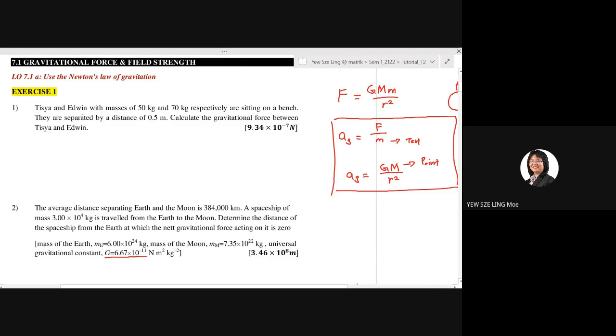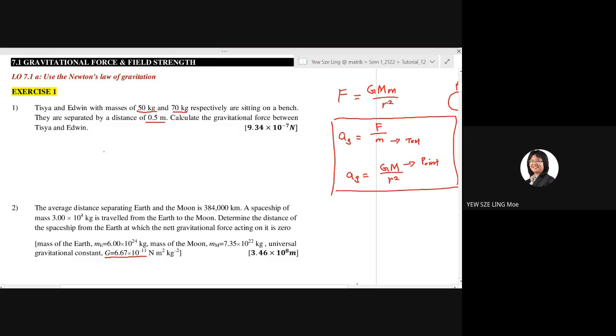So Tisha and Edwin, now you are given two persons with a mass of 50 kg and 70 kg respectively. Both of them are sitting on a bench, separated by a distance of 0.5 meter. Calculate the gravitational force between Tisha and Edwin. So how to calculate? Since I told you just now, between any two objects with masses, there will be an attractive force between them, which is known as a gravitational force.